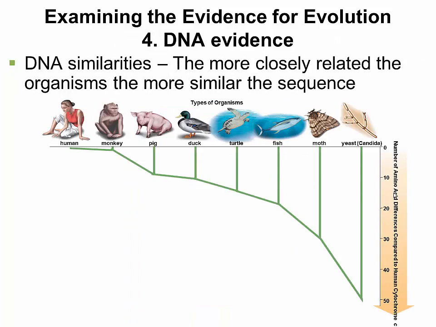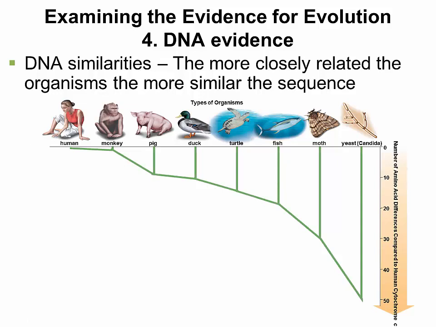Lastly, we look at DNA as evidence for a common ancestor theory. As we look across the world of living organisms, what we notice is this, that as we go from humans to monkeys, they look fairly similar anatomically. If we look at the y-axis here, we're looking at the number of amino acid differences that are found in these organisms. There's very few differences between humans and monkeys. There's a greater number of differences between humans and pigs, between humans and ducks and turtles, and across the board.